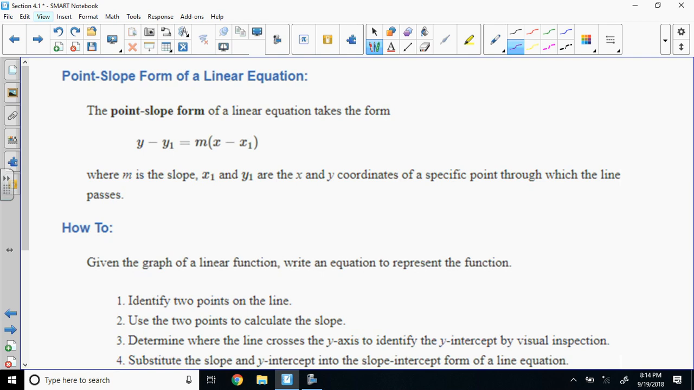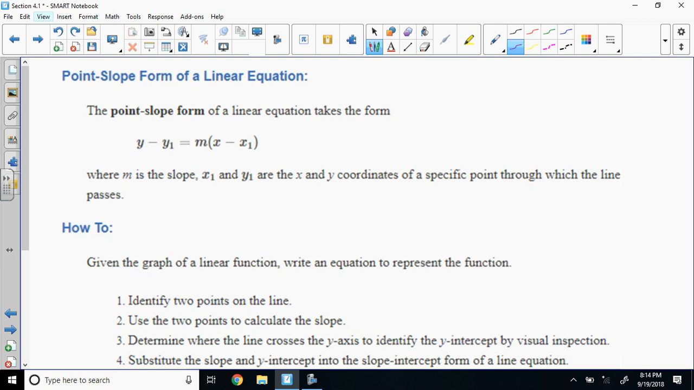Point slope form. How many of y'all have ever used point slope form? Do you know why it even came about? Its whole purpose? Why did they come out with this thing? To give you an easy formula to take a point and a slope and write the equation. Hence, point slope form. Do you understand?